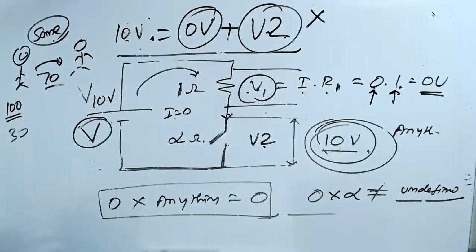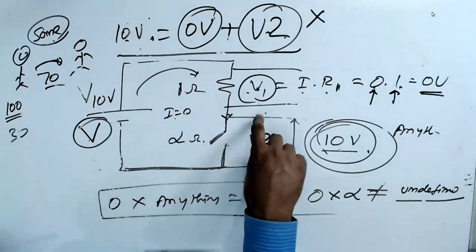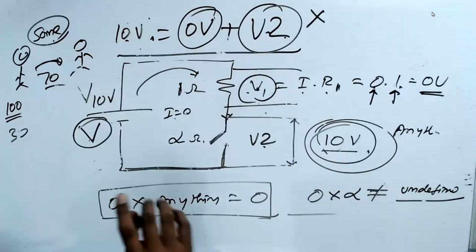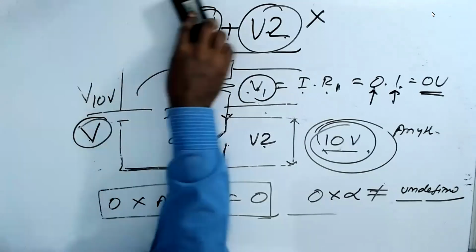So please understand, most of you think that when a switch is off, I should get 0 volt. No, you get 10 volt. You get 10 volt. That is one.